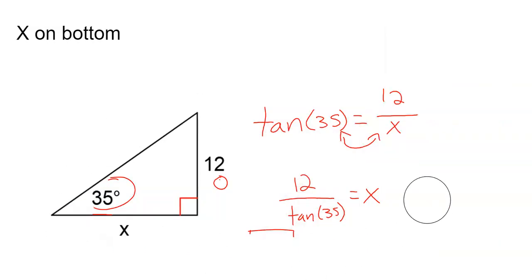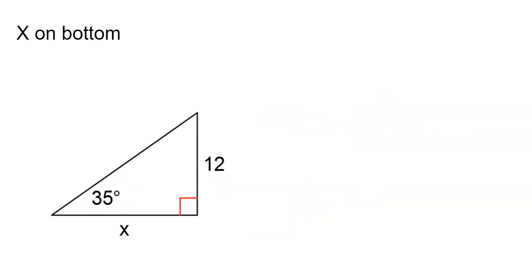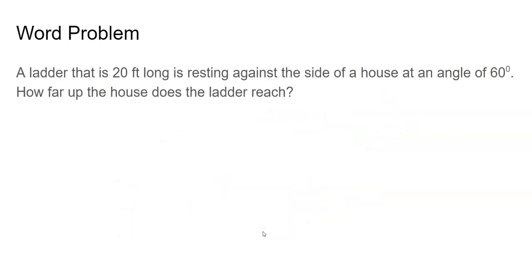Okay, the last problem we're going to do is going to be a word problem. So for this one, I have a ladder that is 20 feet long, resting against the side of a house at an angle of 60 degrees. How far up the house does the ladder reach? So it always helps to draw a picture. I know it's going to be a right triangle.